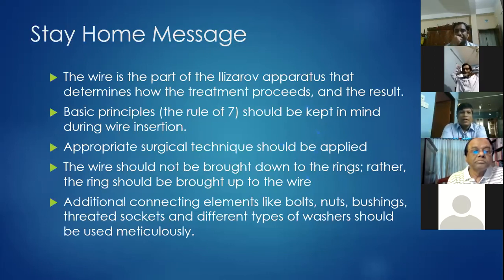The wire is the part of the Ilizarov apparatus that determines how the treatment proceeds and the result. Basic principles, or which I mentioned in the rule of 7 or 7 rules, should be kept in mind during wire insertion. Appropriate surgical technique should be applied. The wire should not be brought down to the rings. Rather, the ring should be brought up to the wire. Additional connecting elements like bolts, nuts, bushings, threads, sockets, and different types of washers should be used meticulously.